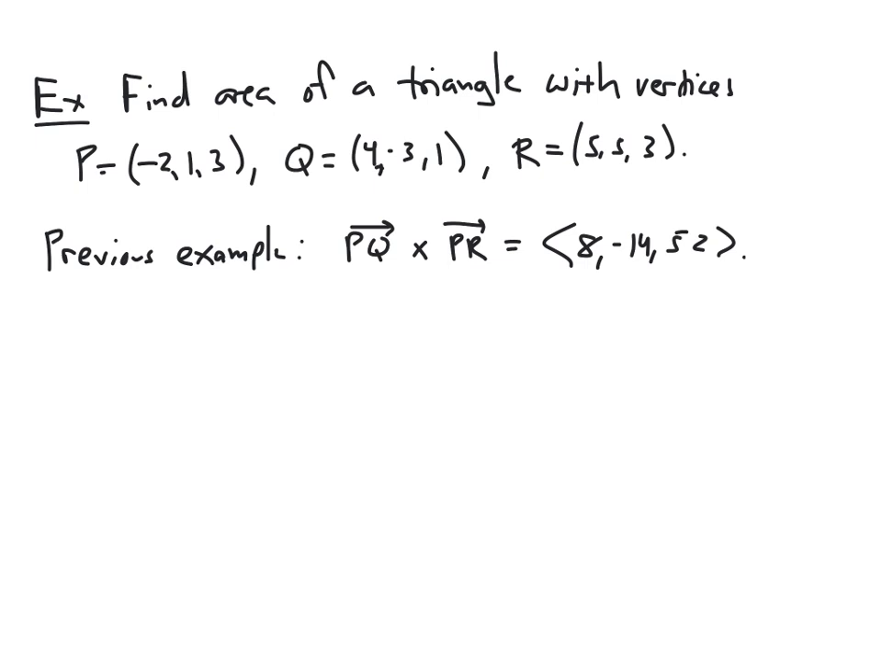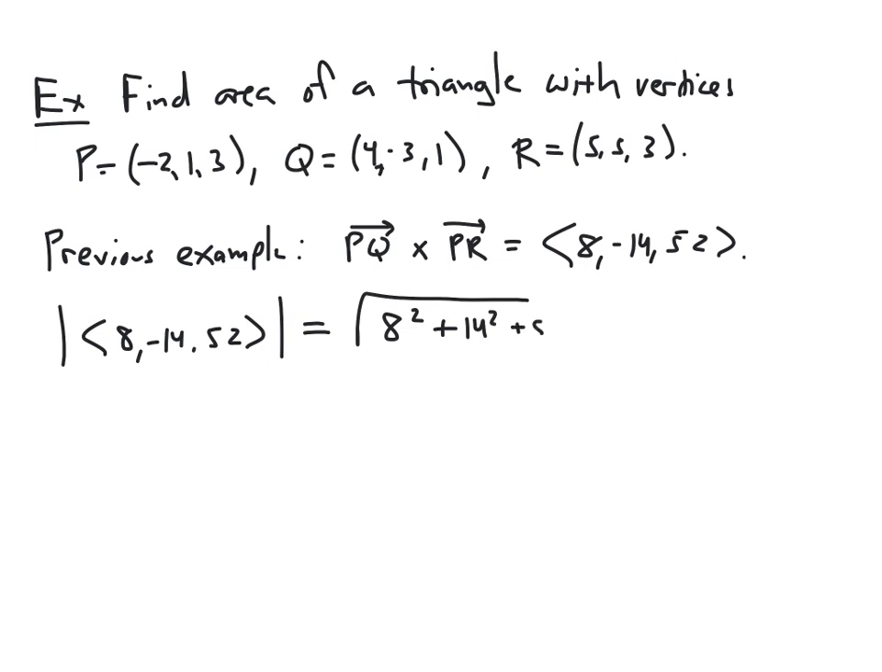Notice that if P, Q, and R are vertices of a triangle, PQ is one side of the triangle, and PR is another side. And so if I take the magnitude of this cross product, the magnitude of (8, -14, 52), this is the square root of 8 squared plus 14 squared plus 52 squared. And this is where we'll go to a calculator because I have no desire to do that by hand. So it looks like this is the square root of 2,964.